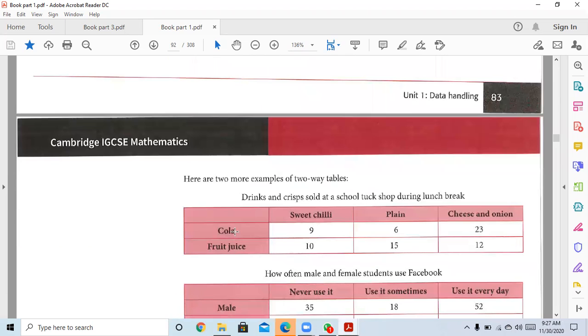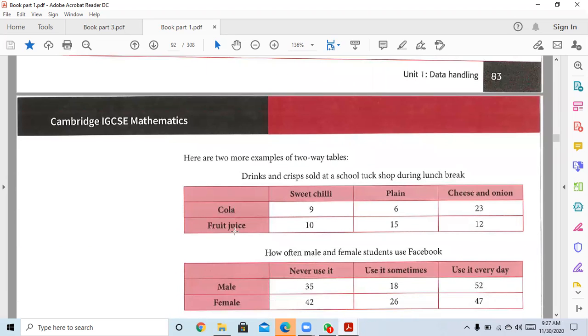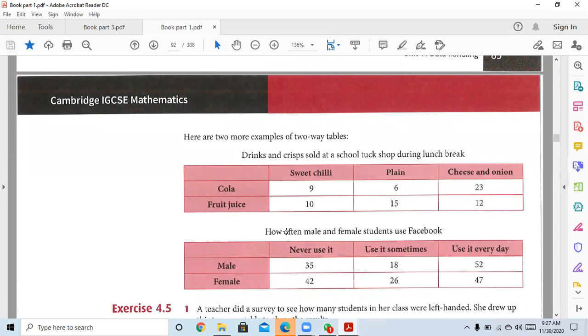Now here we have another example. You can see there are two more examples that tell us about two-way tables. Two-way tables show how many people like cola, but it's sweet chili or plain. So the drink and crisps sold. There are many people who take cola and just like to eat sweet chili. Some people like plain, some people like cheese and onion, and some people like these things with fruit juice.